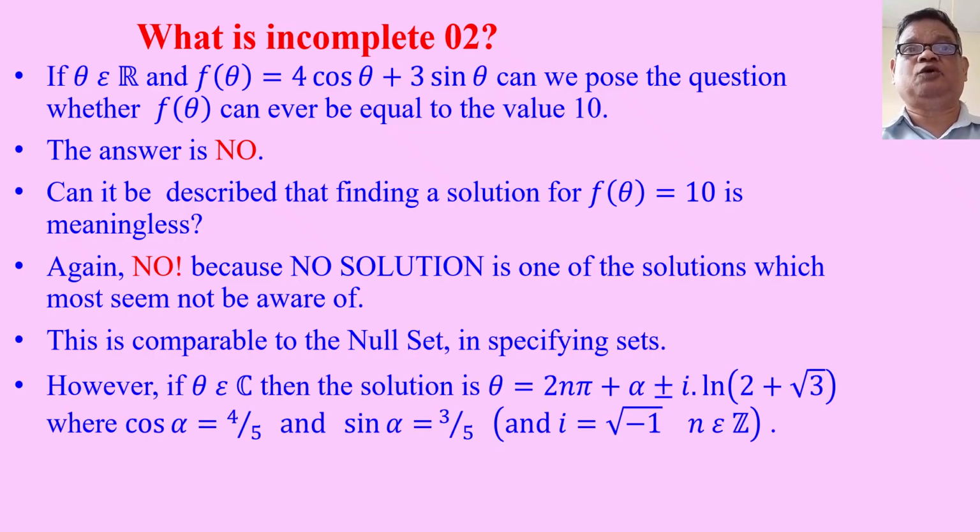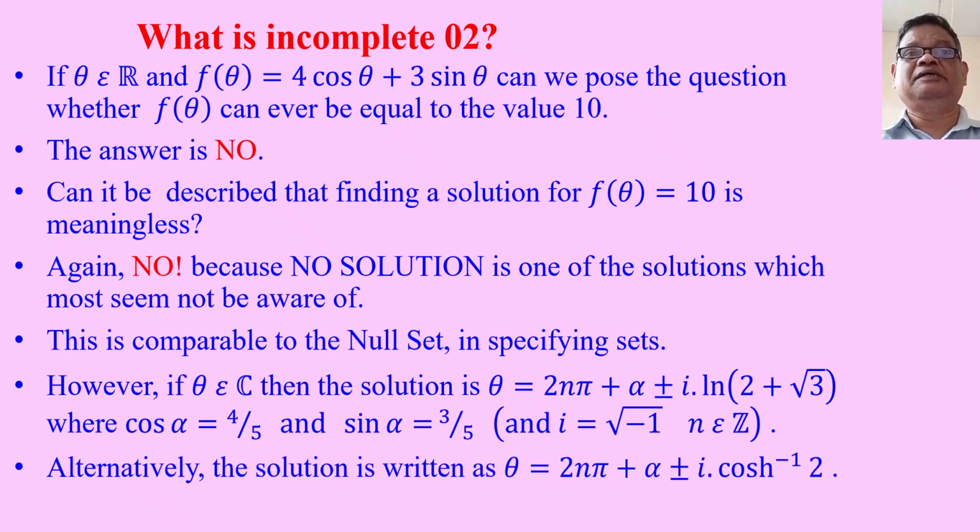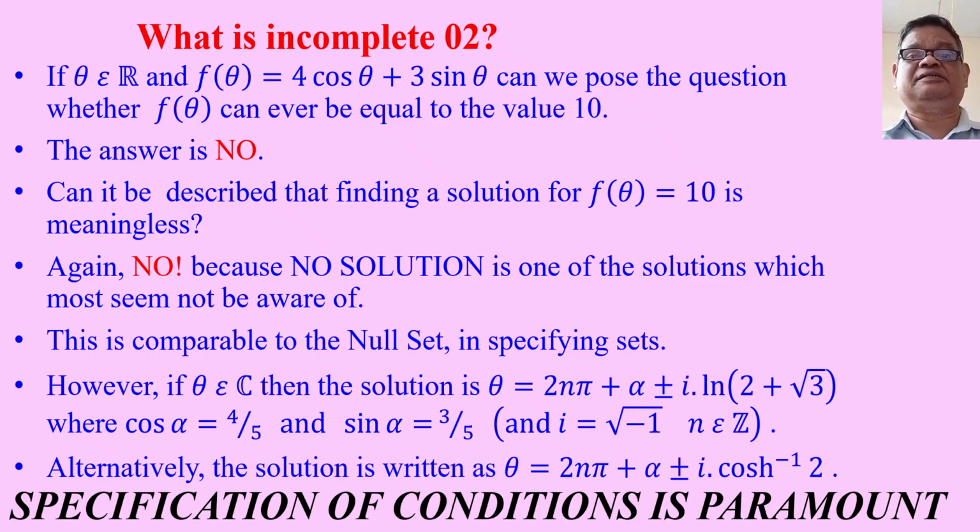However, if theta is complex, then the solution is theta equals 2n pi plus alpha plus or minus i times natural logarithm of 2 plus root 3, where cos alpha equals 4 by 5 and sin alpha equals 3 by 5 and i is equal to square root of minus 1. Alternatively, the solution can be written as theta is equal to 2n pi plus alpha plus or minus i times cos inverse 2. Specification of conditions is paramount.